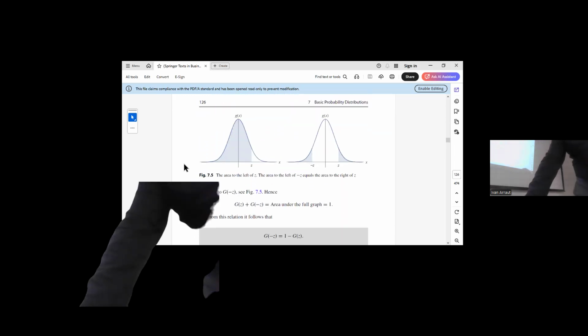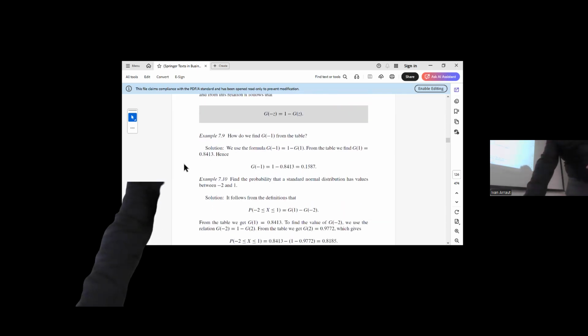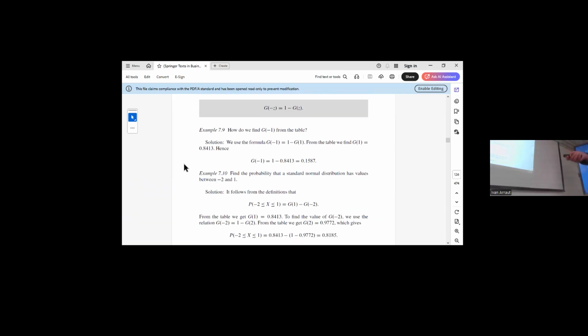Which will be the second part of the class. You should know this is G of C, this area. And this is the complement actually. G of minus C is the complement. It's this small area which is equal to this small area. So if you sum this plus this small area, which is G of minus C, you get 1. So you can play with this. There are examples here we will see in a moment for a standard normal distribution.